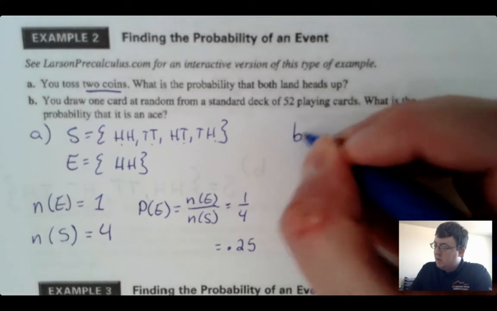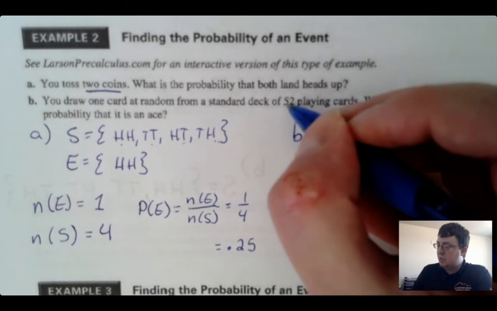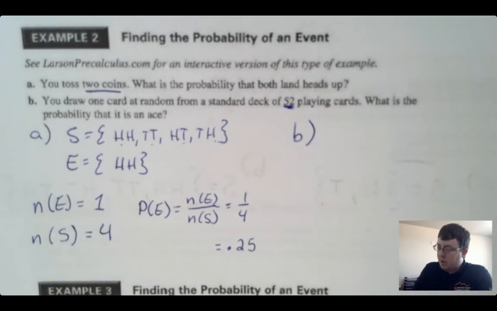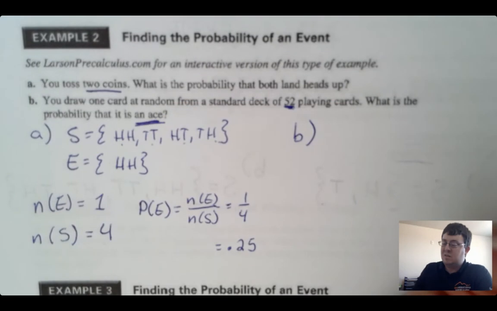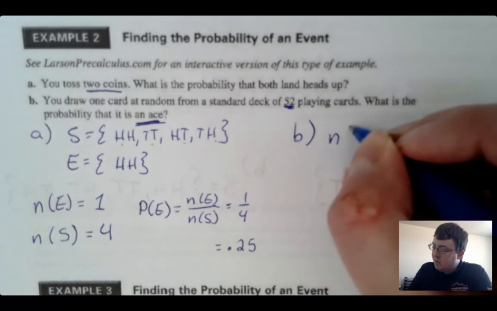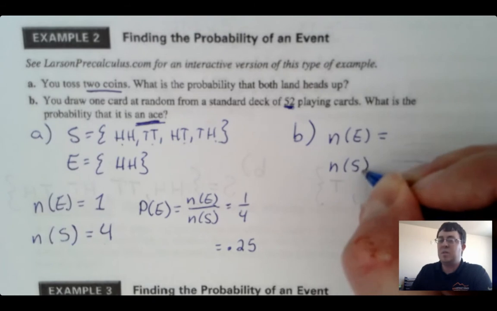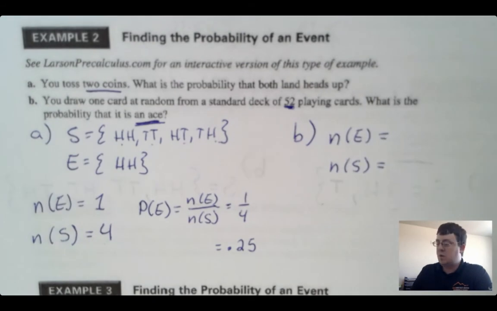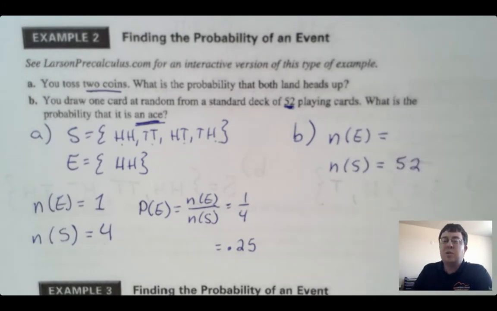For B, cards. We're drawing a random card from a standard deck of 52 different playing cards. What's the probability that it's an ace? I'm not going to write all these out because there are 52 different playing cards. So let's see if we can, without writing them out, figure out how many outcomes are in event E and how many outcomes are in the sample space. The sample space is easy. There are 52 total cards, so there's 52 cards in the sample space.